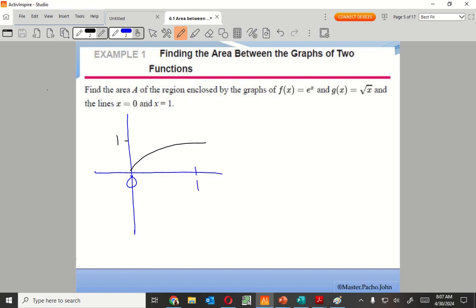And then e to the x is going to go through 1 at 0 here, and e to the 1, 2 point something, here. So it's going to look something like this. This is my e to the x, and this is my radical x. Very bad parallel lines, I know. Very bad graph because I suck at drawing, don't I?